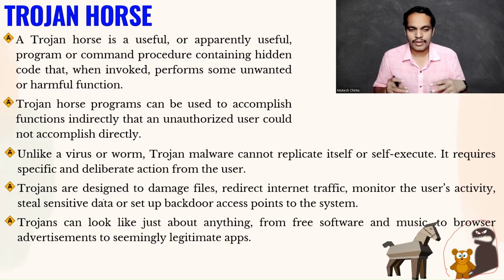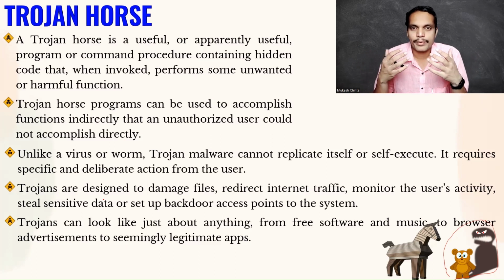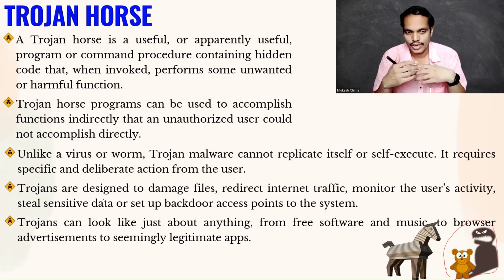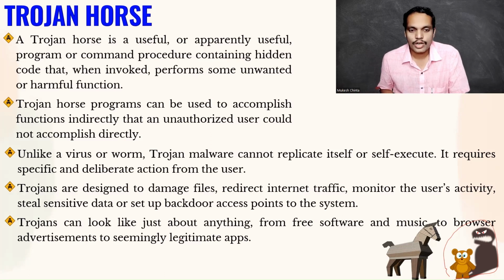If you ask me, sir, why are there so many? Because they just look like about anything. You might be looking at a Word document, but inside my Word document, it might contain a Trojan. So Trojans can look like just about anything, from free software and music to browser advertisements to seemingly legitimate apps. Even if you download a PDF reader, it might contain a Trojan horse, which might grab control of the system and send sensitive data to someone else.